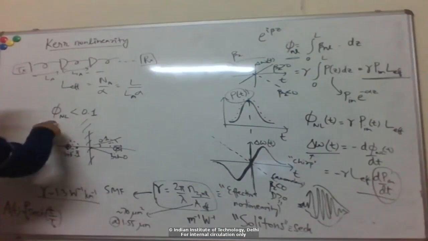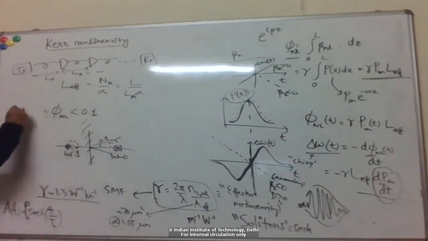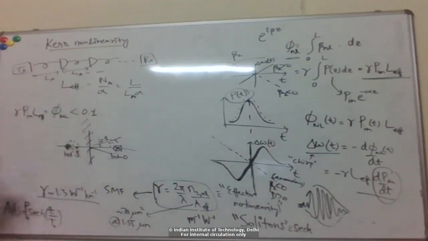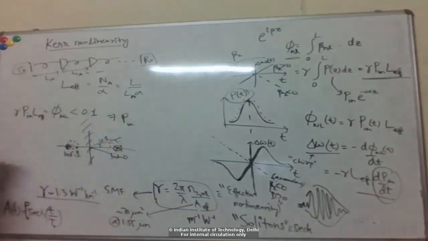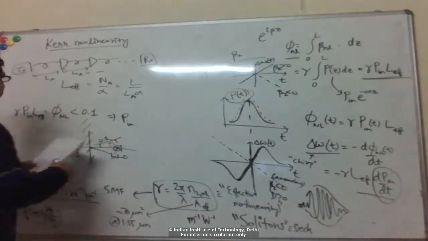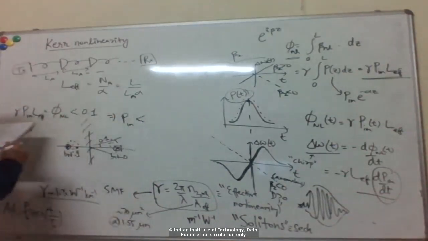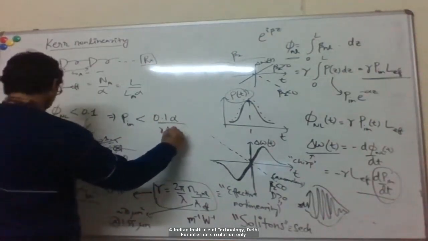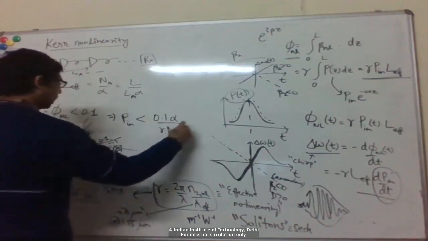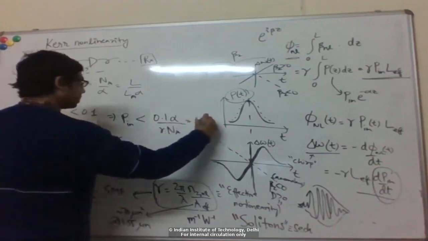Okay, so if we put this expression here for L effective, and we put this value, then this condition just means that your input power is now restricted to less than a particular value, since all these other values are constant for the link. Or I can also write this in terms of the link length.